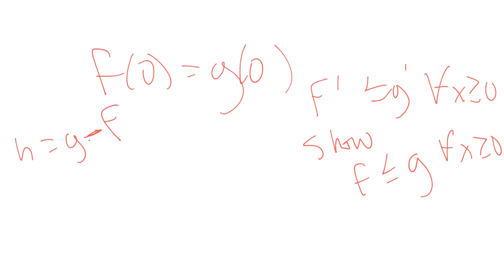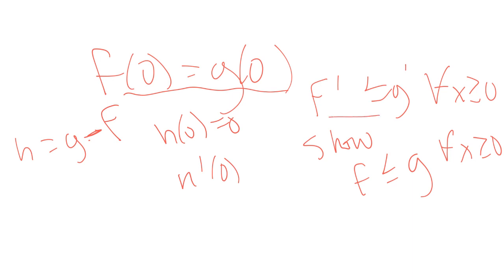Okay, so g minus f, call it h. And we're going to apply the mean value theorem to that. And notice that h of 0 equals 0 because that's the reason why I created h, because I now have a point that I know. And I also know that h prime, being the difference of these, is positive the whole time.